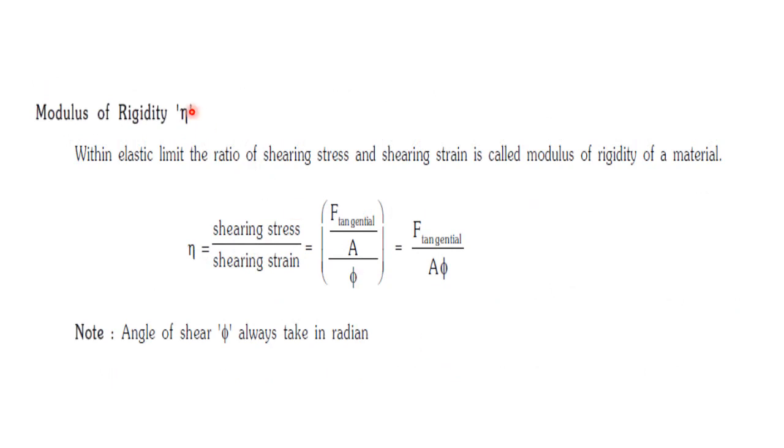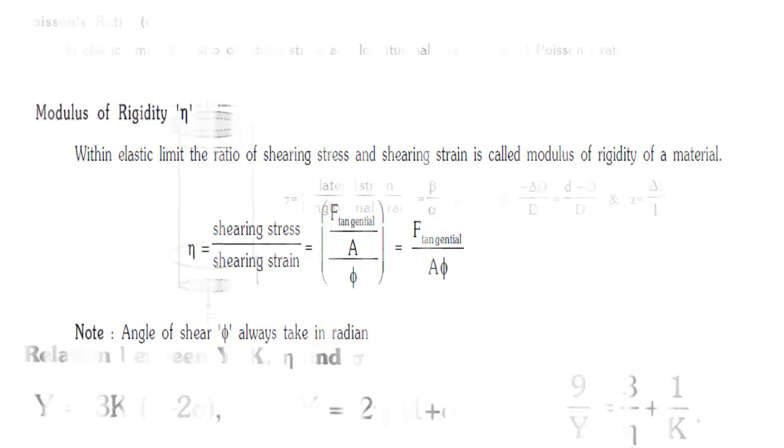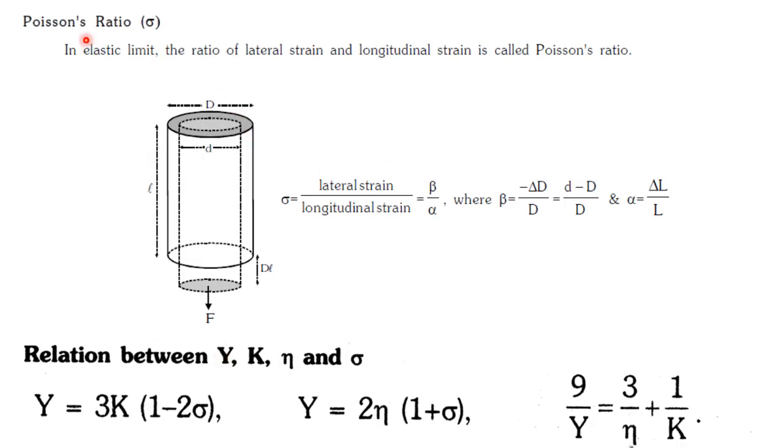Modulus of rigidity is denoted as eta. Within elastic limit, the ratio of shearing stress and shearing strain is called the modulus of rigidity of a material. Shearing stress is written as F tangential, the force tangential to the surface, divided by area. Because of this force, the twist or shift in terms of angle in radians is the shearing strain, so eta is F tangential by A phi, where phi is the angle of shear. Now what is Poisson's ratio?